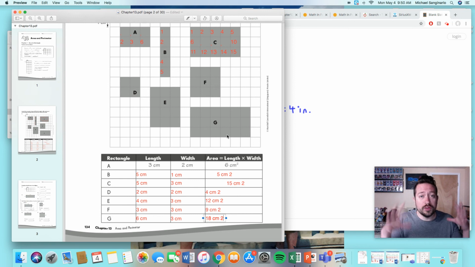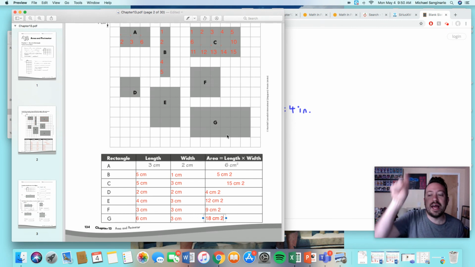So they sort of introduce this topic to you slowly. They want you to understand what area is, counting all the boxes inside. Area is just the measurement inside of the shape. Perimeter, which you might have learned last year, we're going to go over, if not tomorrow, next week. Perimeter is the measurement outside of the shape. So that's all you have to do.